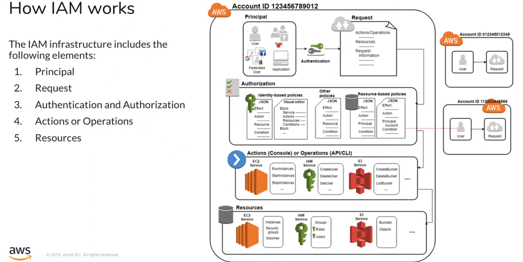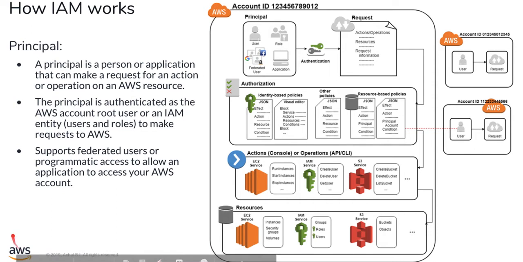So let's understand individually what these items actually mean. A principal is a person or application that can make a request for an action or operation on an AWS resource. Basically, this can be anything. It's an entity which is asking for permission for a particular resource, and a principal is basically authenticated, as I told earlier.